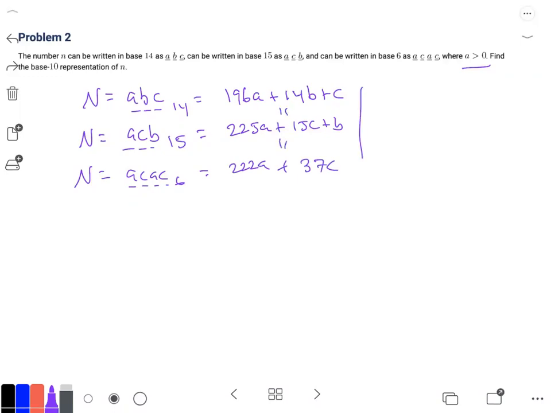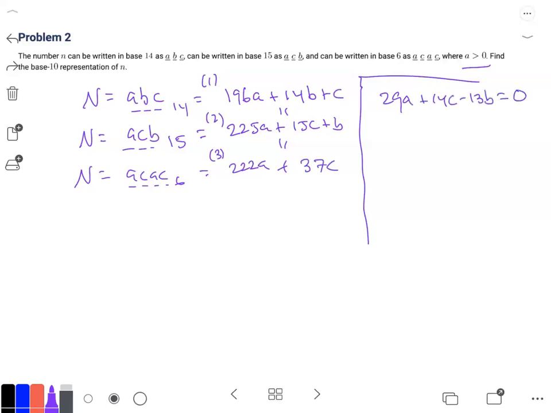And then these are all equal. So let's form a set of equations. If we call these 1, 2, 3, equating 1 and 2 and moving whatever's in 1 to whatever is in 2, we have 29a plus 14c minus 13b is equal to 0.